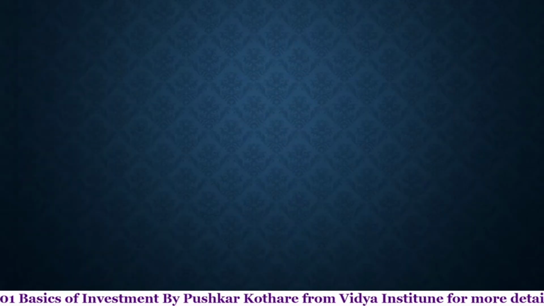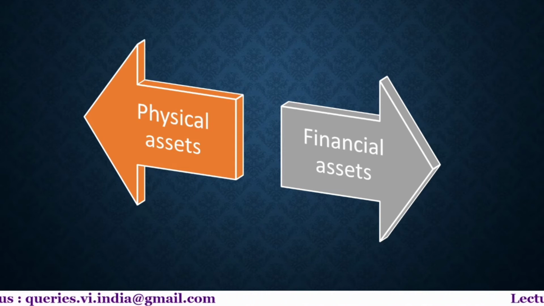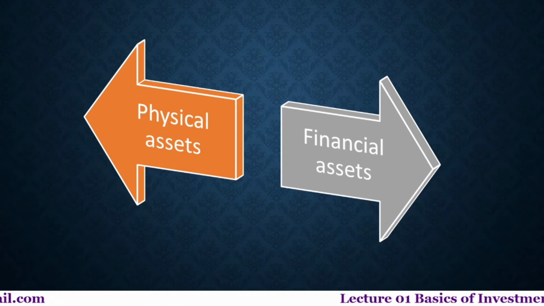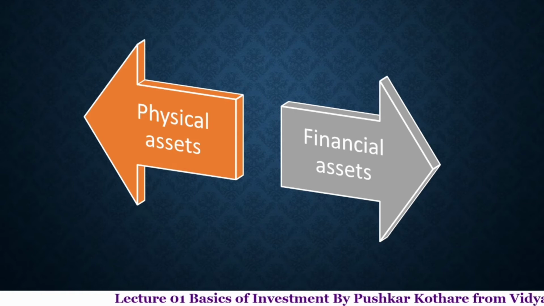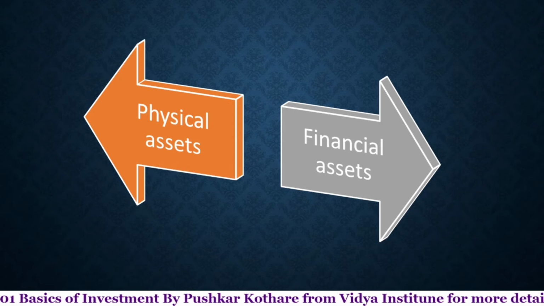Having understood this, let's proceed ahead with the types of assets, that is, physical and financial assets. If you are buying real estate, that is a house, or jewelry of gold, silver, and any other commodities like copper, these can be considered physical assets. Expensive paintings and expensive artifacts can also be considered physical assets.